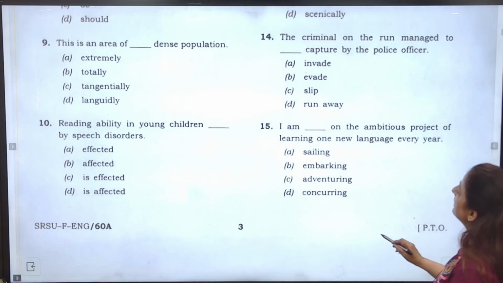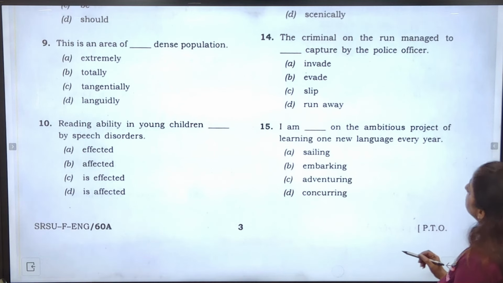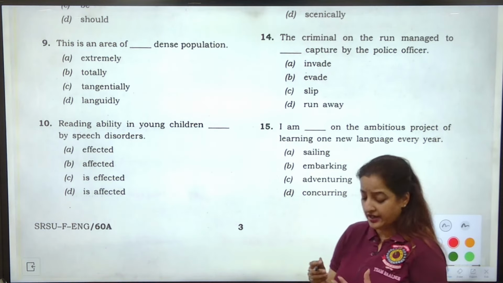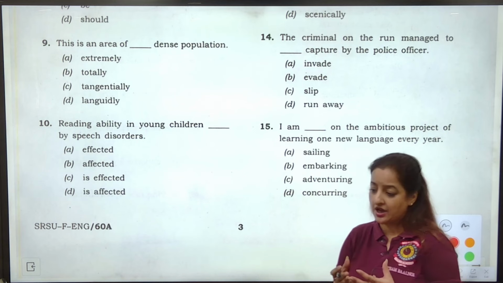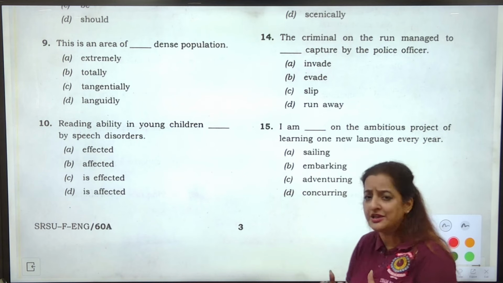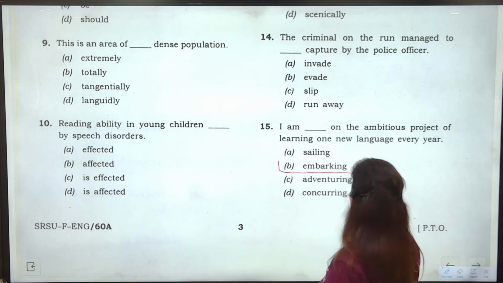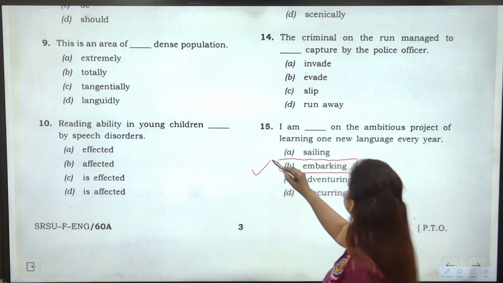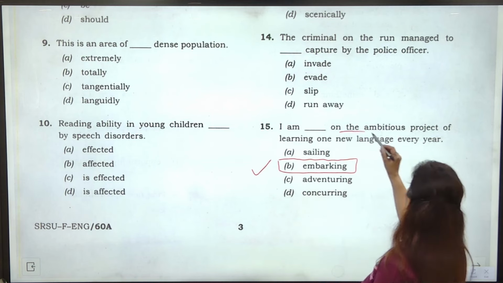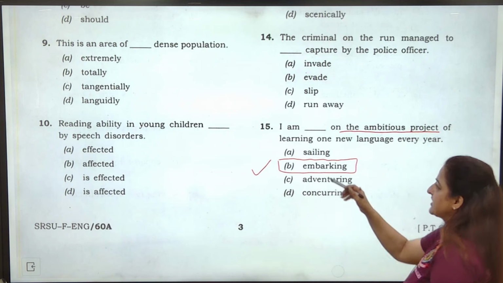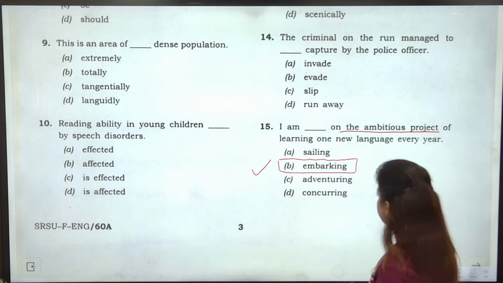Question 15. I am dash on the ambitious project of learning one new language every year. तो यहाँ पे ना आपके word association की knowledge काम आती है. आप एक project पे हमेशा embark करते हो, एक journey पे embark करते हो. So the answer is embarking. I am embarking on the project. You don't adventure on a project and you don't sail on a project.